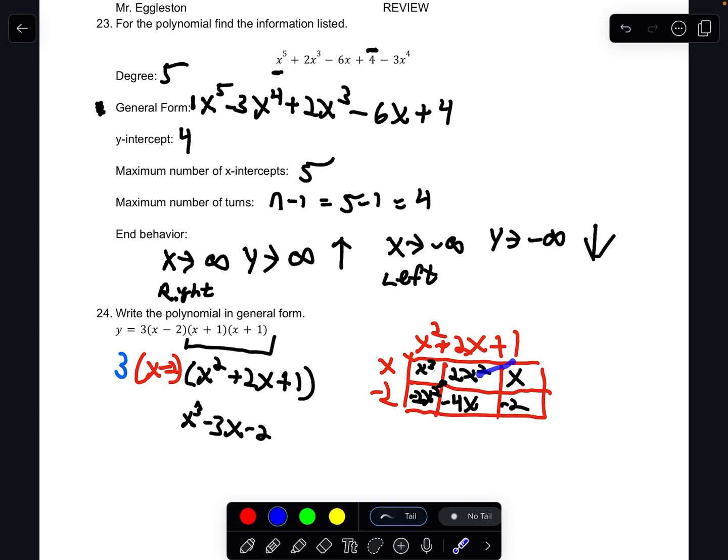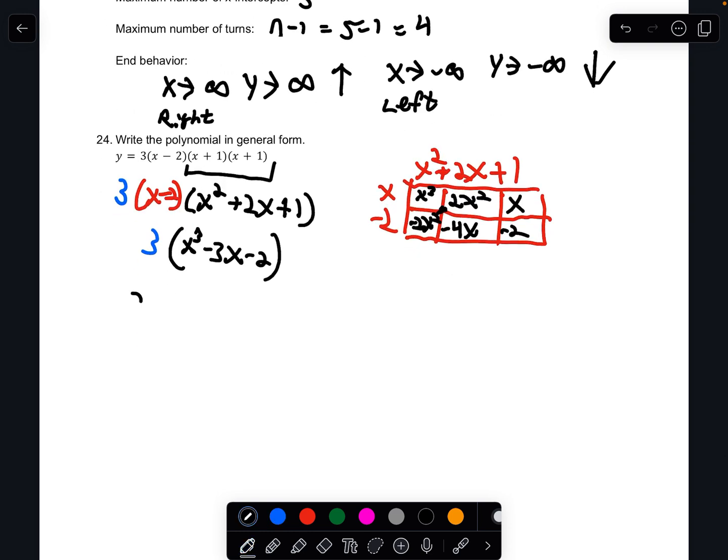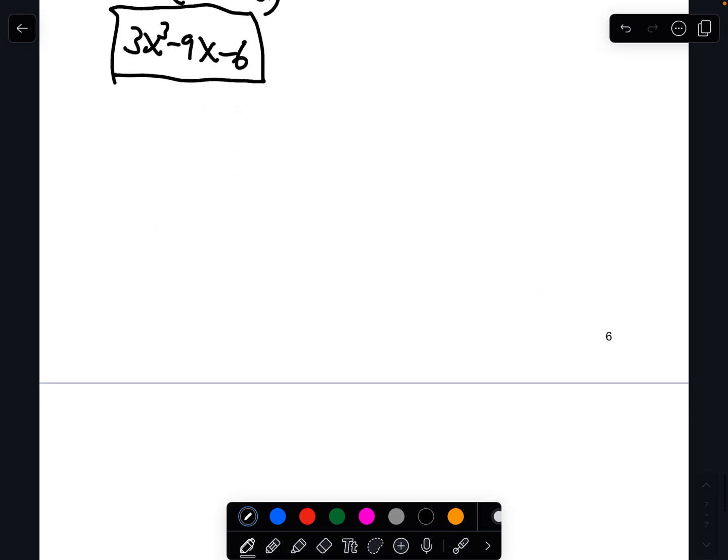Again, that is negative 3x. That is negative 2. All right? And then these two canceled out. And so we have this. Distribute the 3. And that's the product. That's the polynomial in general form. All right? And that's it.